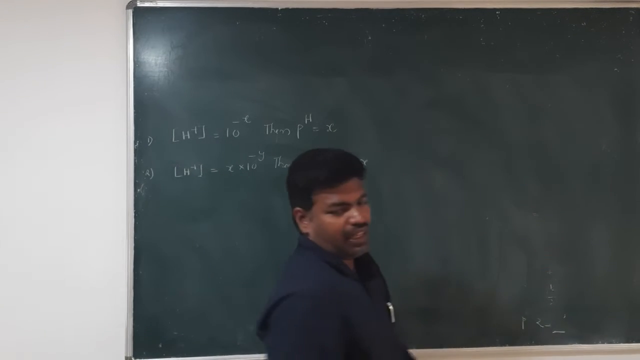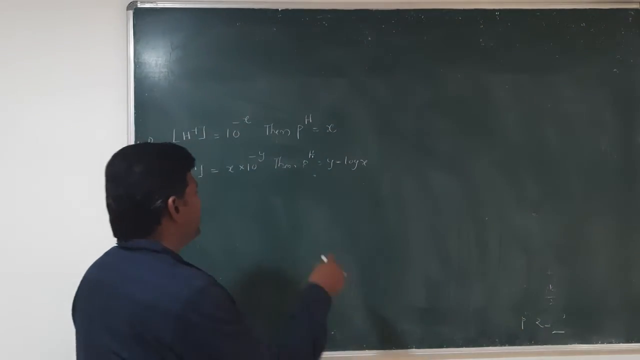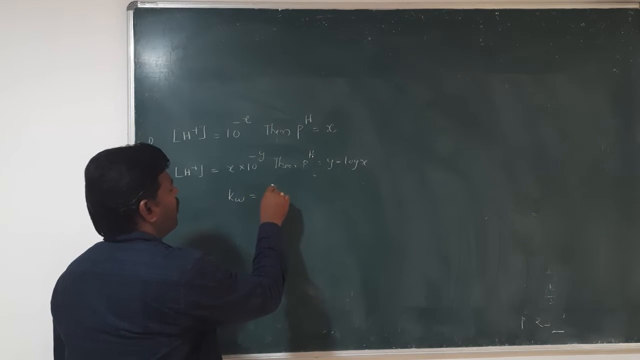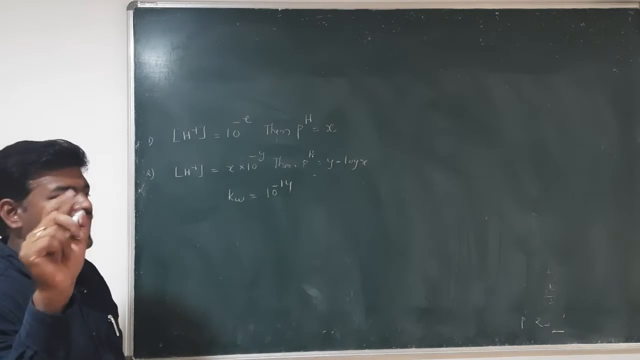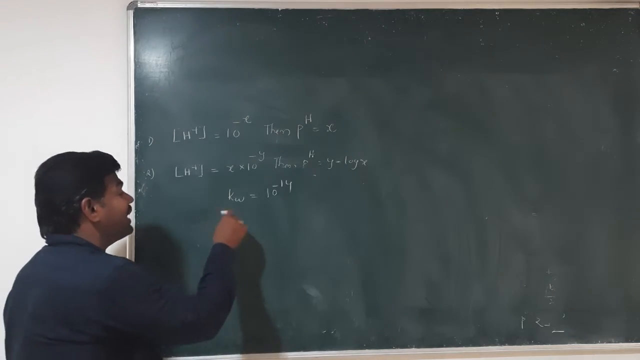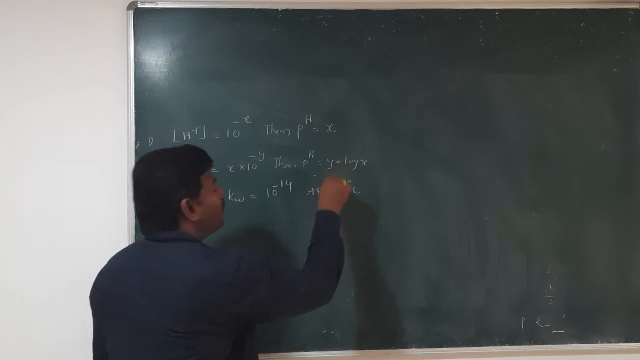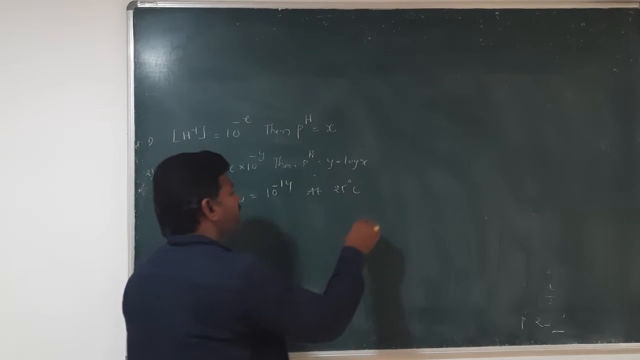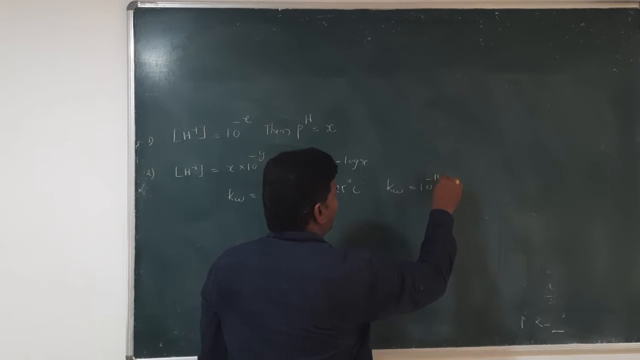Let me clear this with a small example. We know that Kw is equal to 1 into 10 to the power of minus 14. Usually it can be written as 10 into 10 power minus 14. It is at 25 degrees centigrade. Ionic product of water is 10 power minus 14.